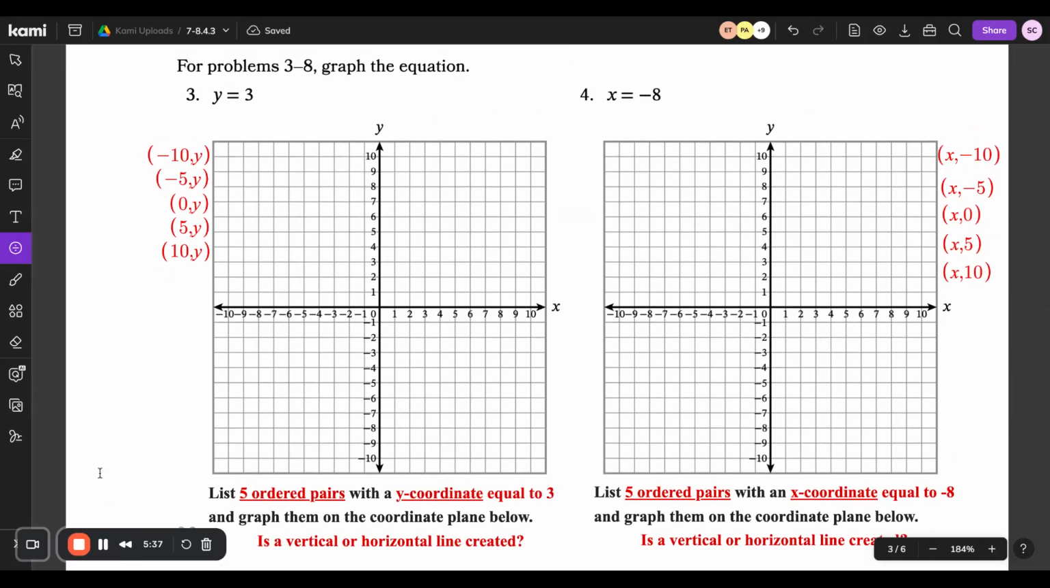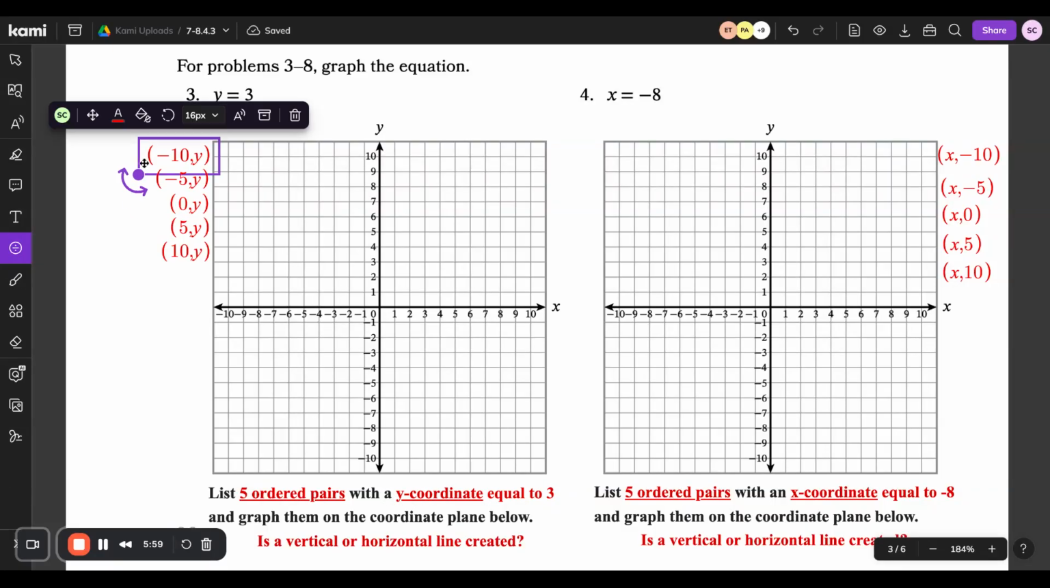Now for number 3 and number 4, the directions are down at the bottom, so please make sure that you follow this part. Since it says y is equal to 3, this just means that for every single ordered pair that you create, it does not matter what your x coordinate is, you just know that your y coordinate has to be equal to 3. So I've actually started off and given you an x coordinate for all 5 of your ordered pairs, but you just want to make sure that your y coordinate is equal to 3.